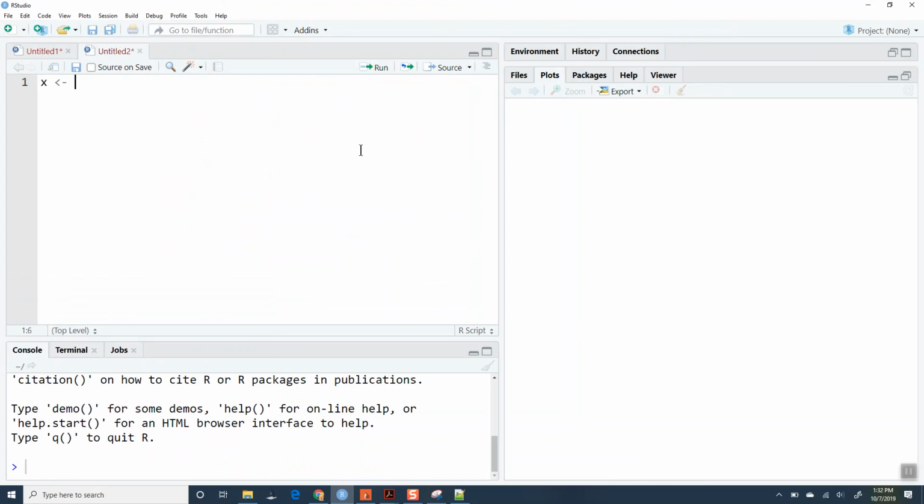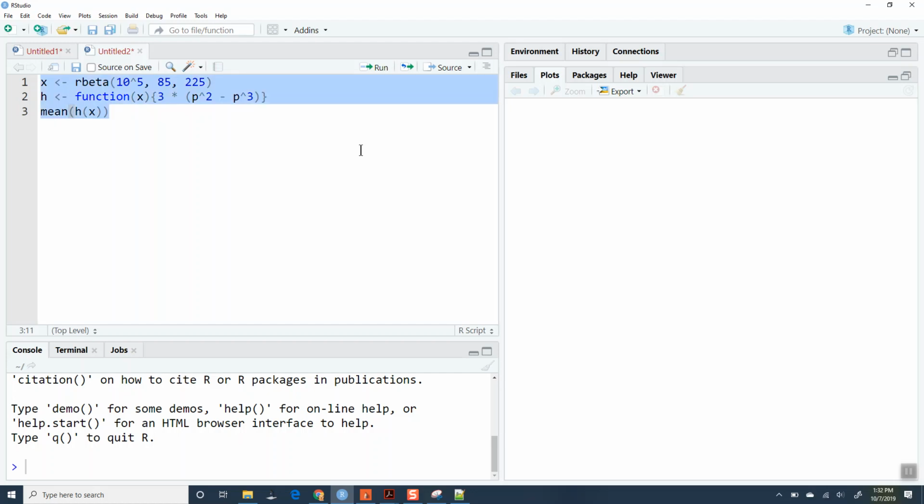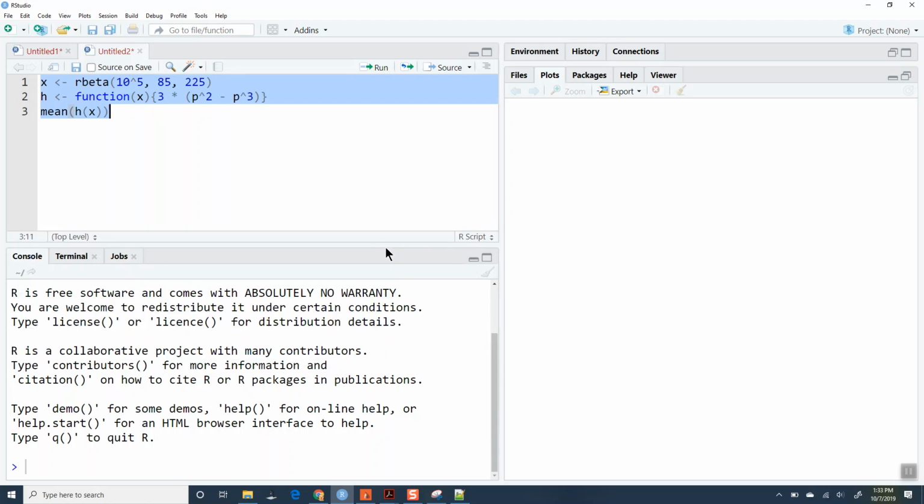So what did I say we're going to do? We're going to do X is rbeta. Let's ask for like 100,000 of these things. And then we're going to say H is a function of X, and it returns 3 times P squared minus P cubed. And then we want the mean of H of X. This is a lot easier, even with the help of Wolfram Alpha. We're hoping for something close to 0.164, because that's what Wolfram Alpha said.